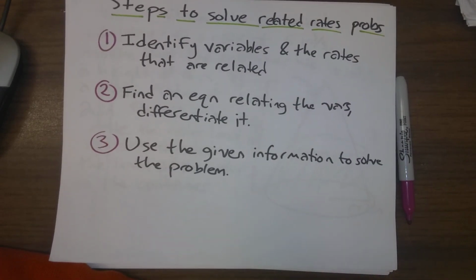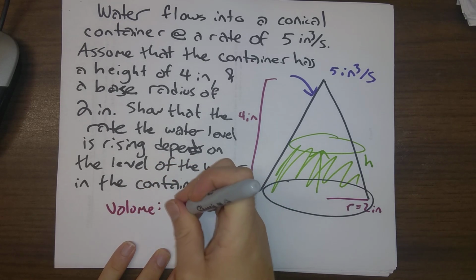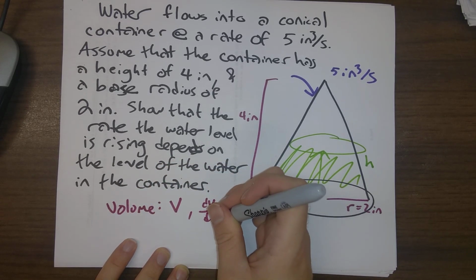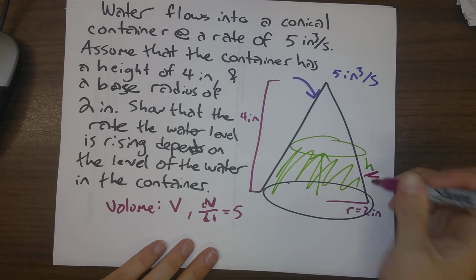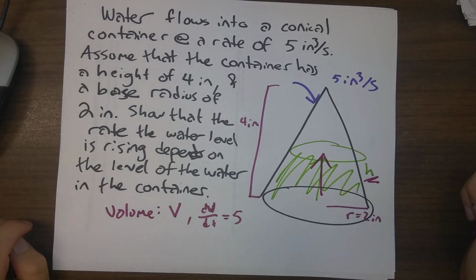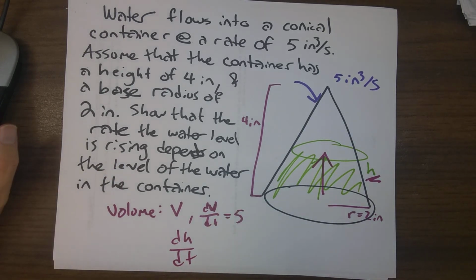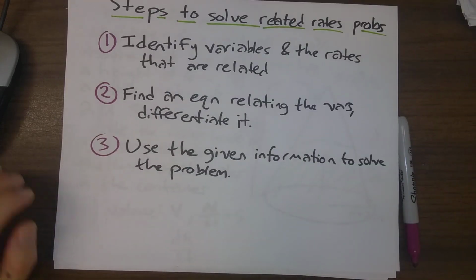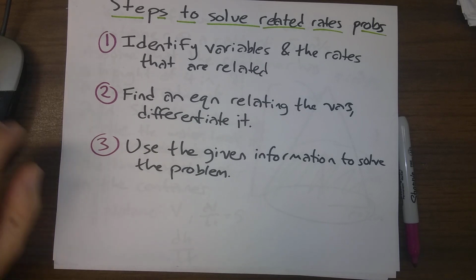So to look at our list of things to do, identify the variables and the rates that are related. So as usual, we have volume V, and we're given dV/dt is 5, and h, that height, is what we're trying to find, or more particularly, we're looking for dh/dt. So that's the setup. Now we have to find the equation relating the variables. And this is going to be the most intricate part of the analysis, so you want to pay close attention to this.